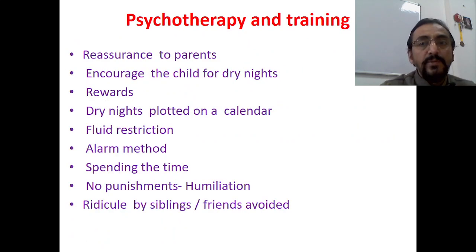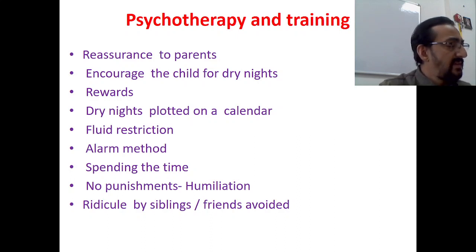Psychotherapy and training should also be tried. Reassurance should be given to the parents. Encourage the child for dry nights. That means you have to use different encouraging methods. It may be offering a gift. This is called positive reinforcement. A reward should be given. Dry nights should be plotted on a calendar, and fluid restriction should be done. Then the LRA method should be followed, and spending time with the child is very important.